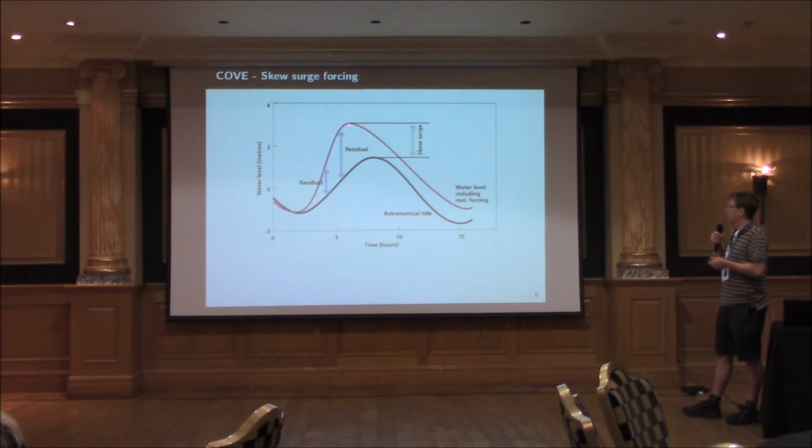So that's the difference between the peak water level with the impact of the weather and the peak astronomical tide, regardless of when the two happen. So they might be offset by a couple of hours, but what matters is the difference. And I've added this into the model by essentially looking at what the waves are and then sampling an appropriate skew surge for that given wave condition.